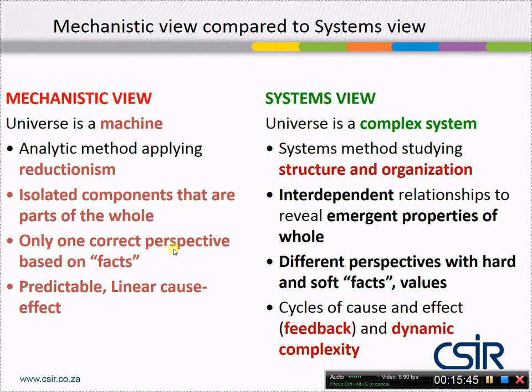Again, in contrast to the mechanistic view, where there is only one correct perspective based on the facts, the systems thinking view considers different perspectives with both hard and soft facts. And lastly, but importantly, the mechanistic view thinks in a predictable linear cause and effect manner, whereas the systems view thinks of cycles of cause and effect, i.e. feedback, and also dynamic complexity, how the complexity changes over time.